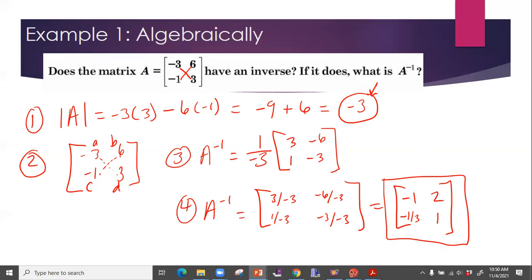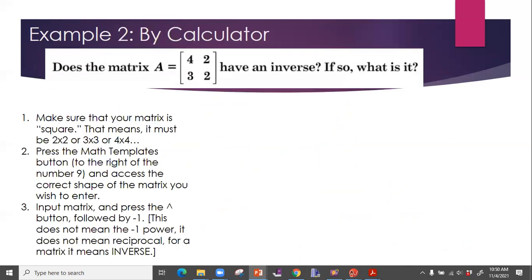All right. Okay. Now, here's me being nice. Example 2, how to do it in a calculator.